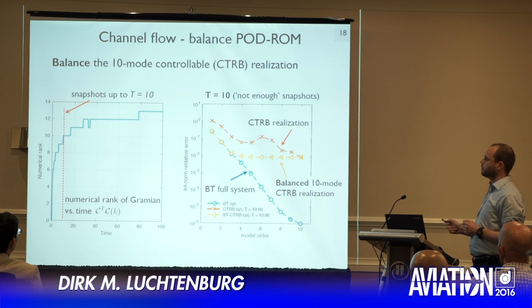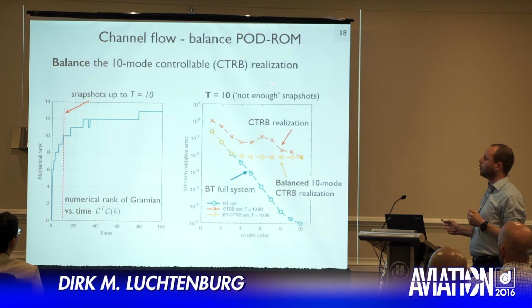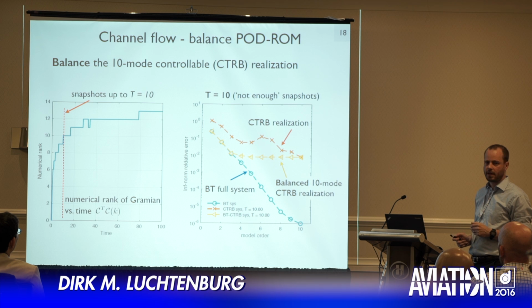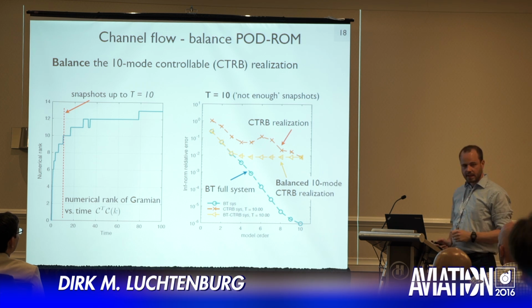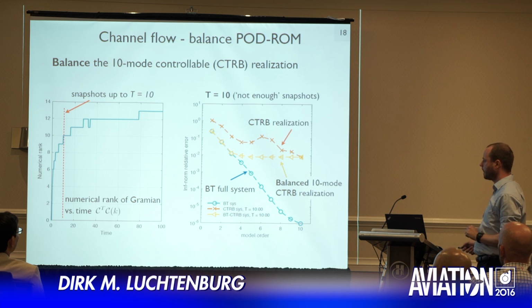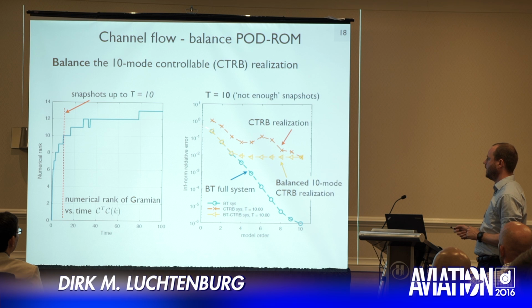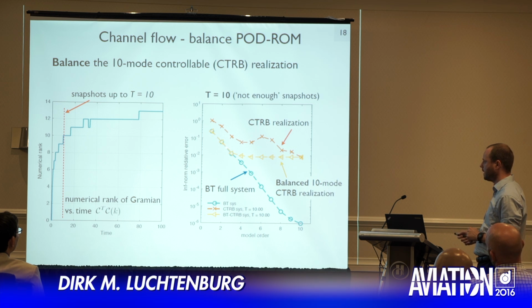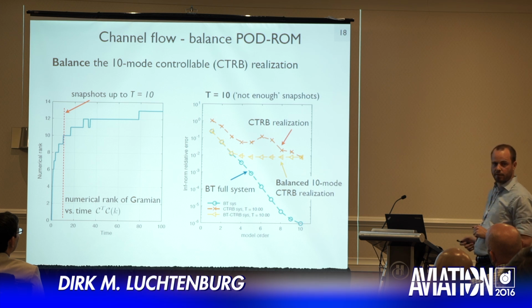And now I'm going to build a controllable realization. So I'm going to make a reduced order POD model based on 10 modes, and to that model I'm going to apply balanced truncation. If you now look at this yellow line here, you see again a relative error versus the model order. What you see here is that if you first compute a 10th order model and you balance it, meaning you apply balanced truncation, you can really reduce the error and bring it close to balanced truncation for the full system.